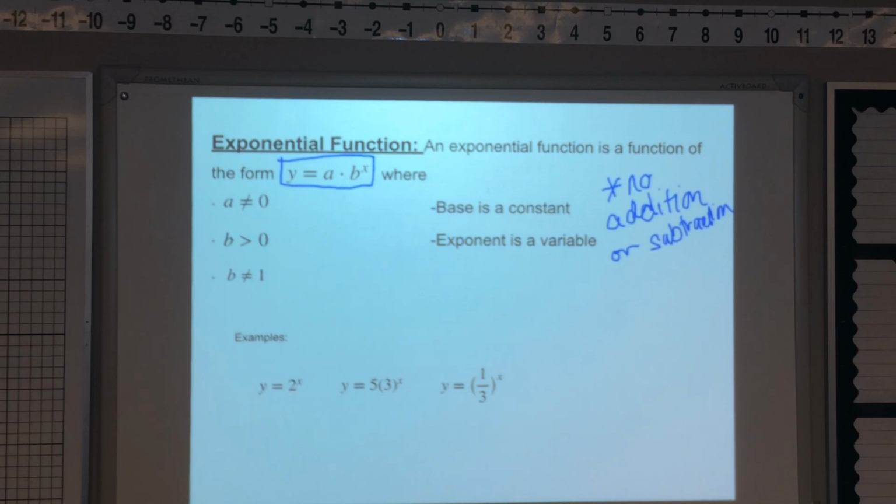So when we look at these bottom ones, we have some examples. 2 to the x power. And again, that x always has to be your exponent. So when we evaluate these, you're going to see that x becomes where we substitute. The second one, y equals 5 times 3 to the x power. And the third one, 1/3 to the x power. All of those are examples of exponential functions.